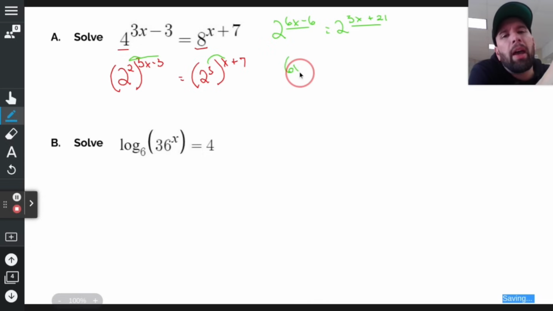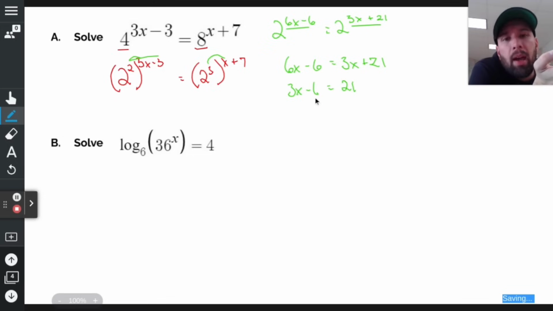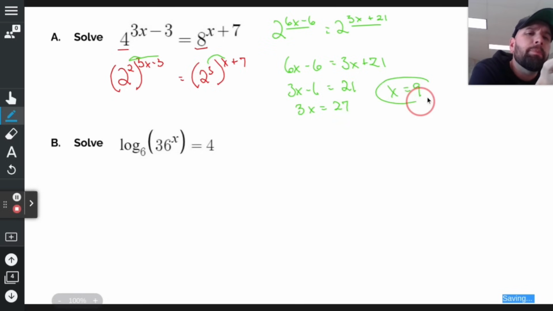Now, when you have a base equaling the same base, you set the exponents equal to each other. So I have 6x minus 6 equals 3x plus 21. And now it's an Algebra 1 problem. Subtract 3x from both sides: 3x minus 6 equals 21. Add 6: 3x equals 27. Divide by 3: x equals 9. Okay?